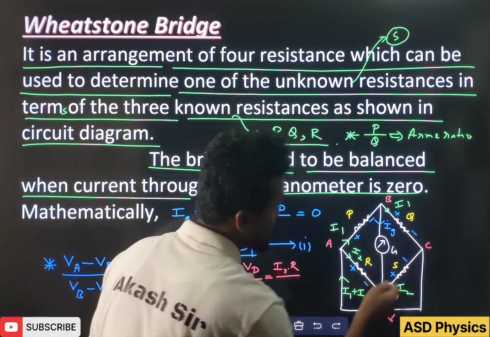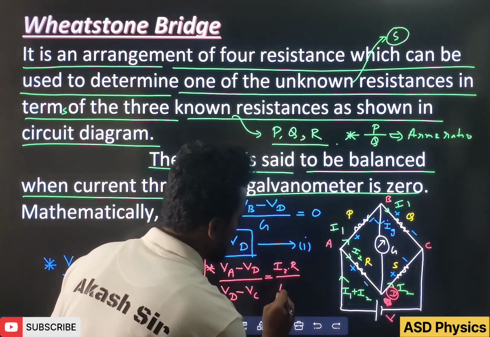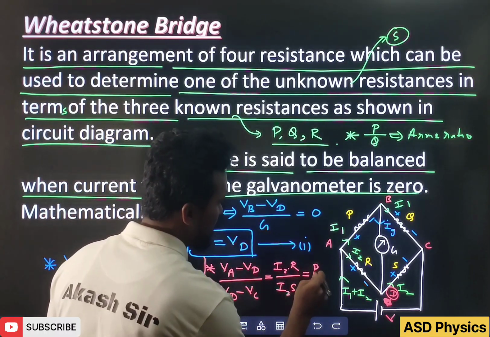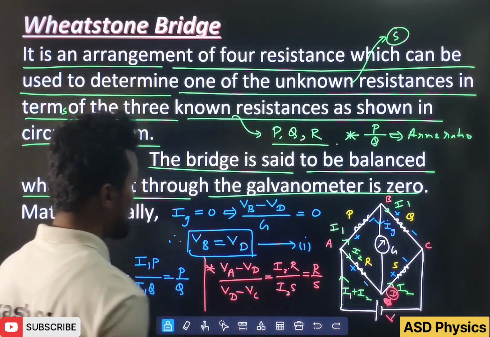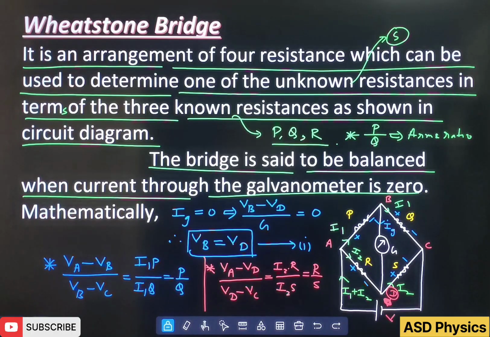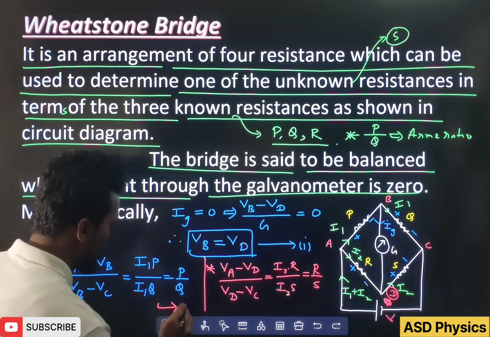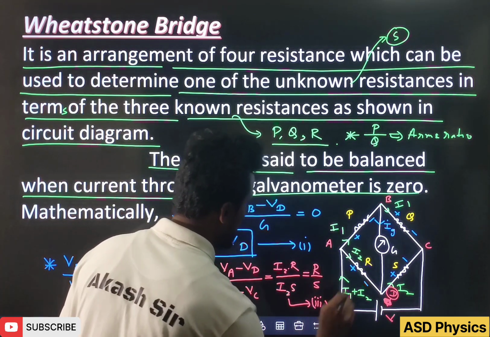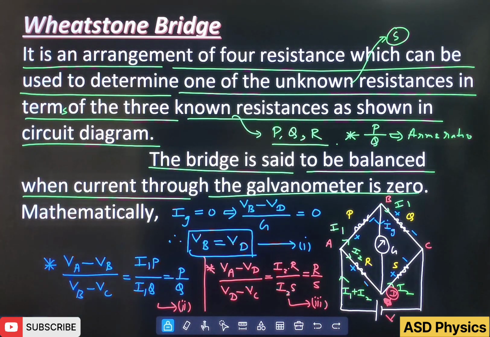And VD minus VC will come what here? I2 into S. That means again I2 cancels and we can write here R by S. Is it? So you can see very well we have got these two. Let's take this as equation 2 and this as equation 3.